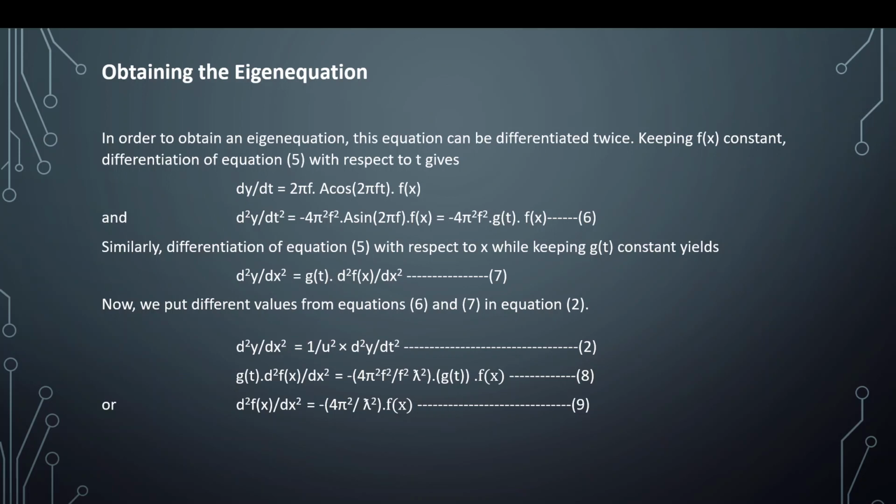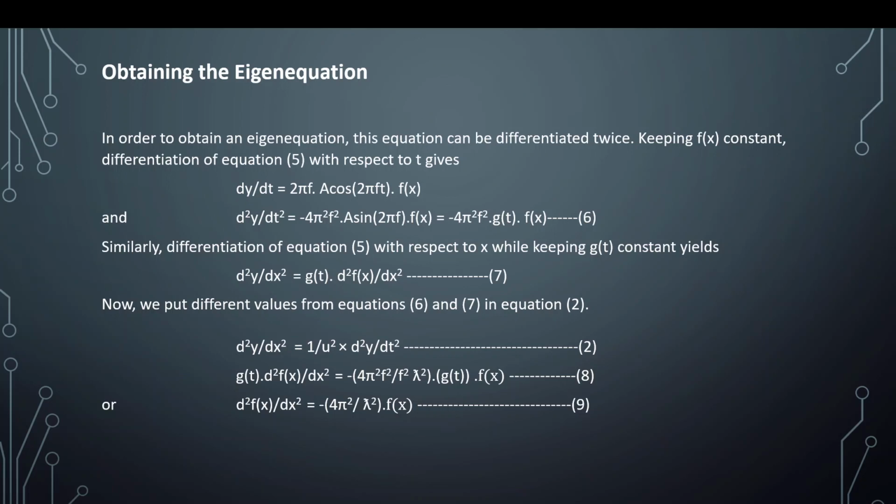Obtaining the eigenequation. In order to obtain an eigenequation, equation 5 can be differentiated keeping f(x) constant, g(t) as variable. Next time, doing the reverse, g(t) as constant, f(x) as variable. So differentiation with respect to t gives dy by dt equal to 2 pi f a cos 2 pi f t dot f(x), because f(x) is constant.